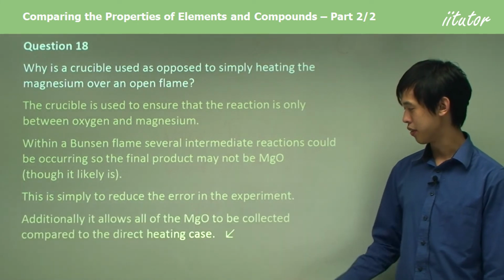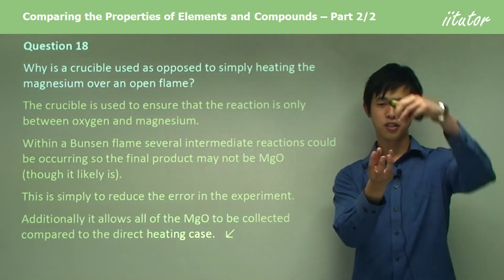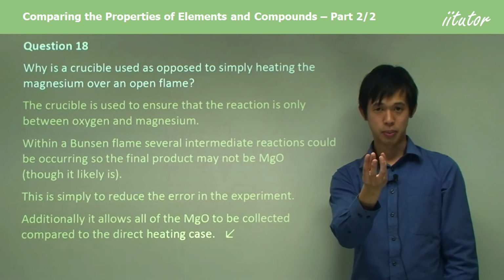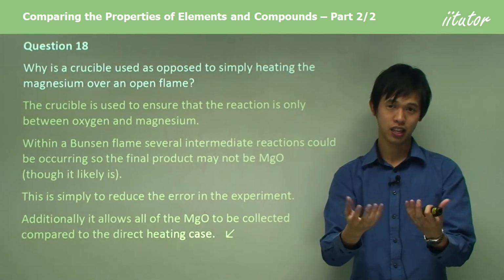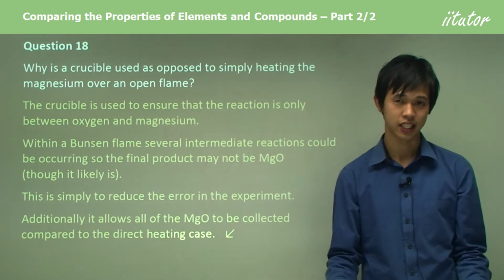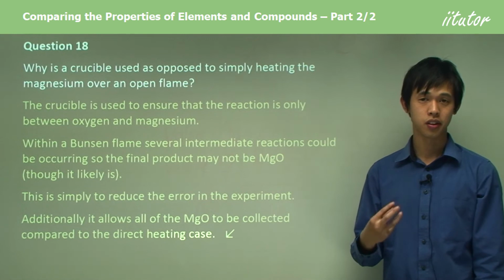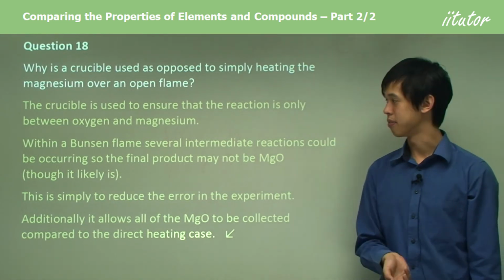Additionally, it allows all of the MgO to be collected compared to the direct heating case. If you've got a crucible and the magnesium's inside it and it becomes a powder, you've at least captured the powder. Whereas if you put the magnesium in the flame and the powder appears, it could go everywhere and you can't collect it. It just helps us practically like that. Keep in mind the crucible is also chemically inert because it's a ceramic, so it won't react with the magnesium.